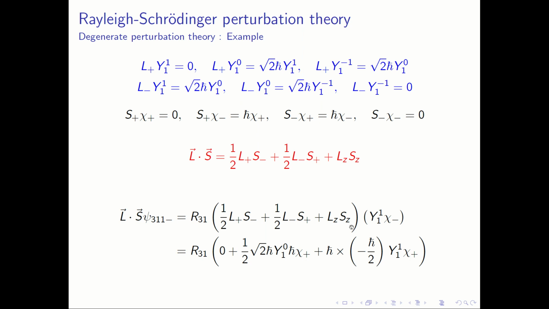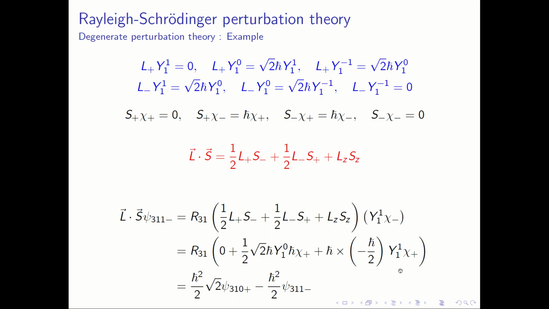Similarly, LZ SZ is pretty straightforward. LZ gives you just 1 H bar and SZ gives you minus H bar by 2. Putting all these together, you get, apart from a factor of H cross square by 2, which is there in both the terms, root 2 H bar, psi 31, that's common, ML 0, MS plus, so psi 31 0 plus, and here you get psi 31 1, and this is a typo, this has to be chi minus, so psi 31 1 minus.